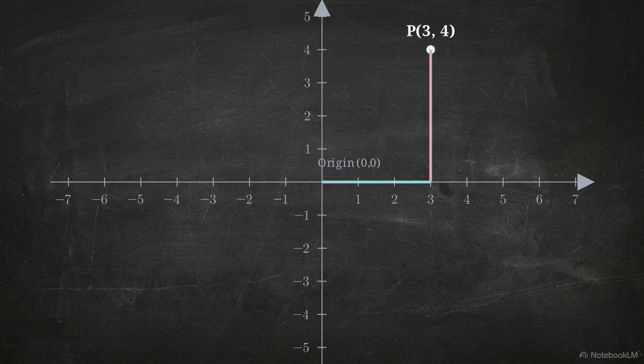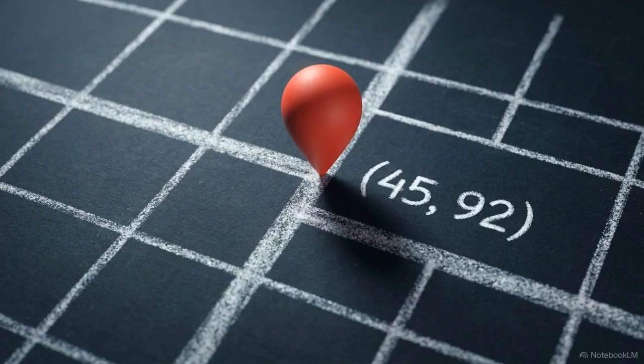The system works identically for negative values, using -5, 2 as an example. We move 5 units left of the origin on the x-axis. We then move 2 units up the positive side of the y-axis to finalize the location. This address system provides a unique and unambiguous identity for any point in the plane.